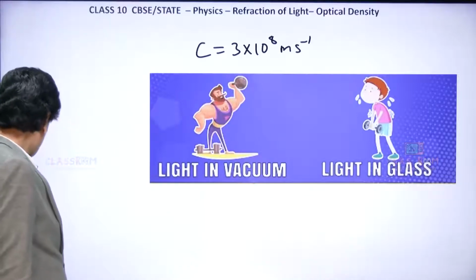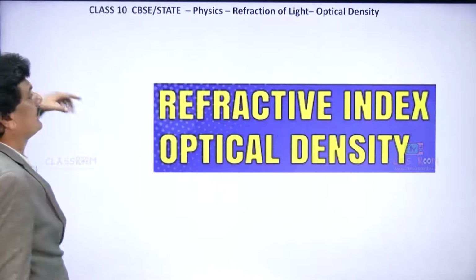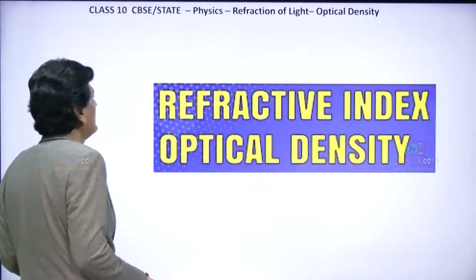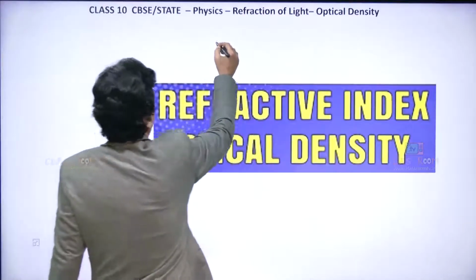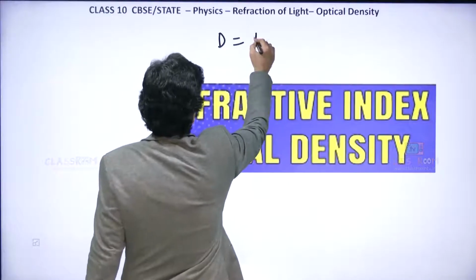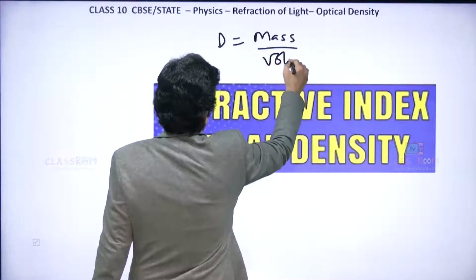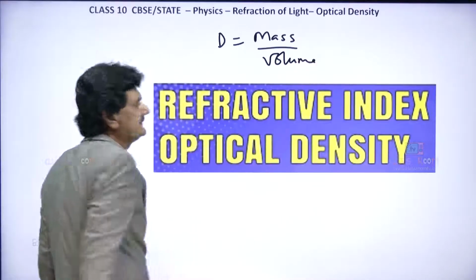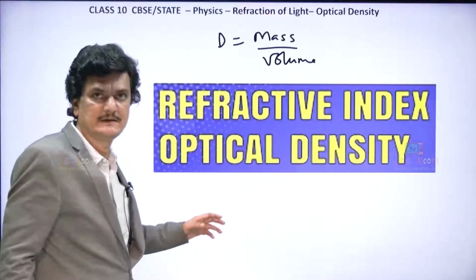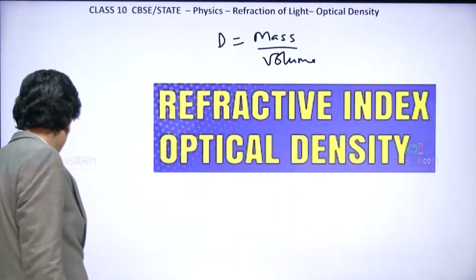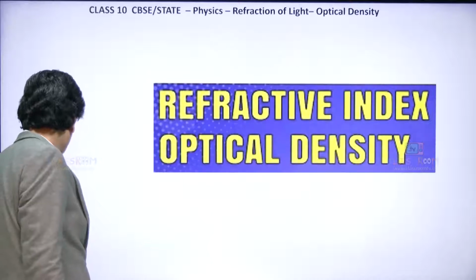Talking about optical density, what is the measure of optical density? How do we measure optical density? Normally we measure density as mass by volume, but that we are not considering here. This is not that mass density or volume density. We are talking about optical density. So, how to measure the optical density?